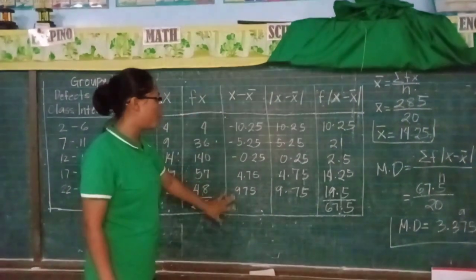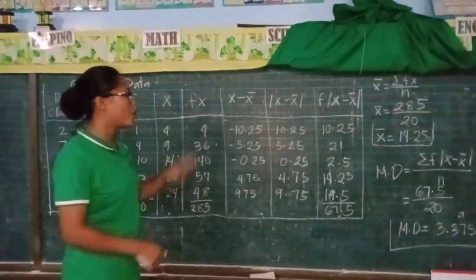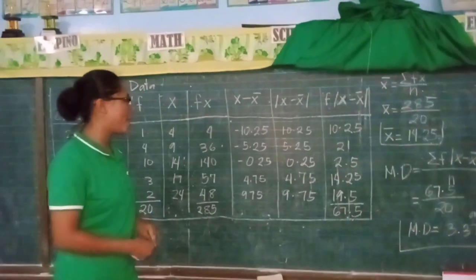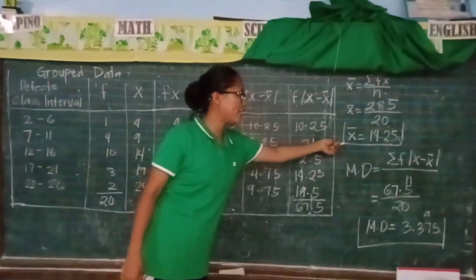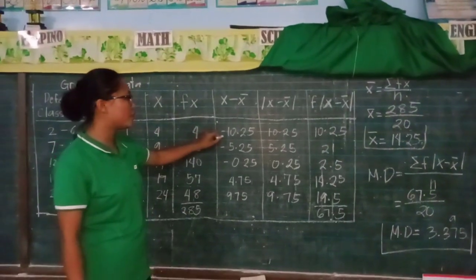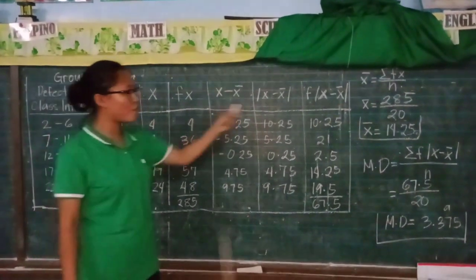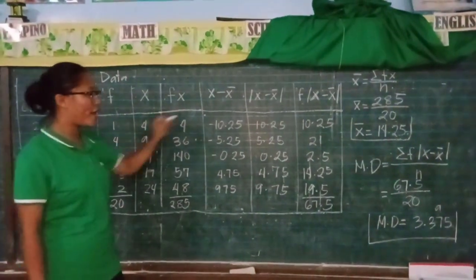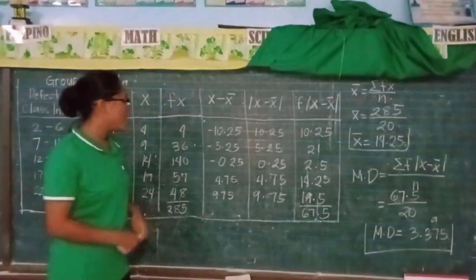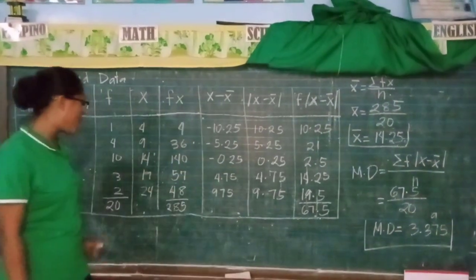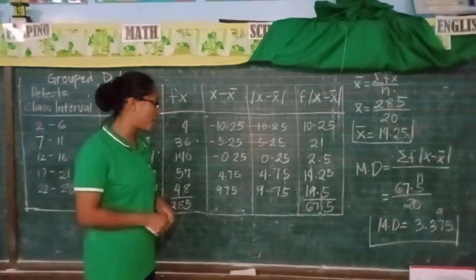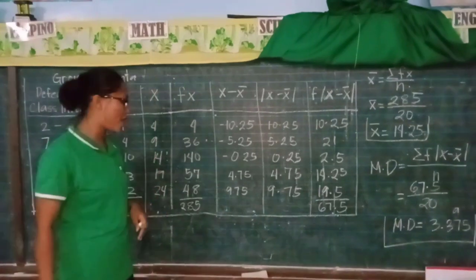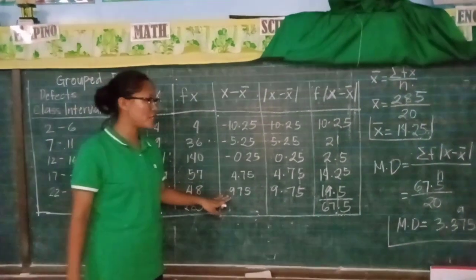To get the answer of this column, we will subtract first our x to the mean, and this is our mean, 14.25. 4 minus 14.25 is negative 10.25. 9 minus 14.25 is negative 5.25. 14 minus 14.25 is negative 0.25. 19 minus 14.25 is positive 4.75. 24 minus 14.25 is positive 9.75.